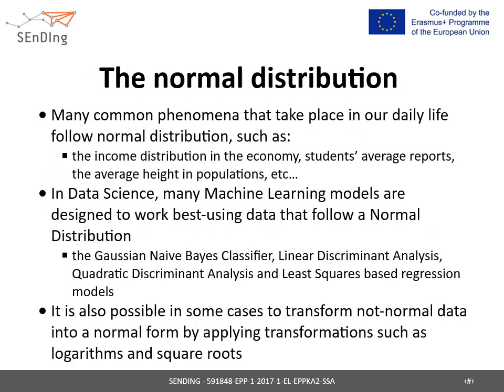Data can be spread out in different ways, but there are many cases where the data tends to be around a central value, the mean, with no bias left or right, and it gets close to a normal distribution, also called bell curve. The normal distribution is one of the most used distributions in data science. Many common phenomena that take place in our daily life follow normal distribution, such as the income distribution in the economy, students' average grades, the average height in populations, etc.